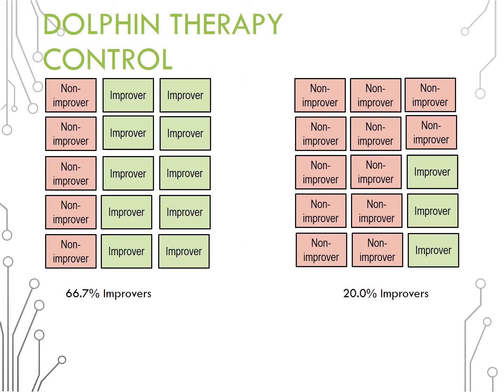Here we see the original data labeled on cards. 10 of the 15 people in the therapy group on the left improved, while 3 of the 15 in the control group on the right improved. I really don't care about what group they were in to start. All I care about is whether they were a success or a failure.